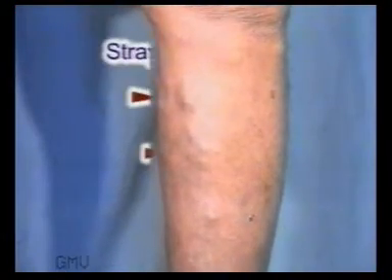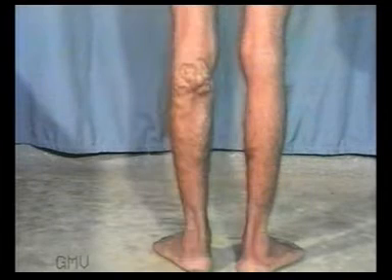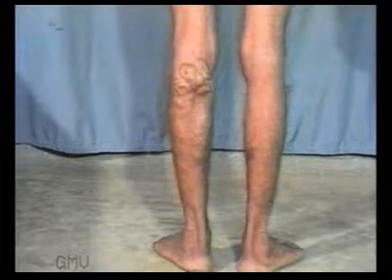So inspect the long saphenous system, the short saphenous system and their relation to the present varicosity. For this, you must examine the leg from all the sides, front and back.